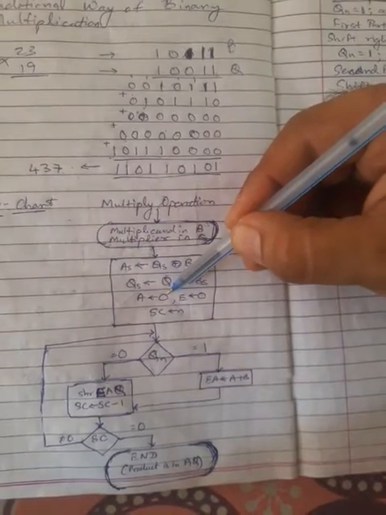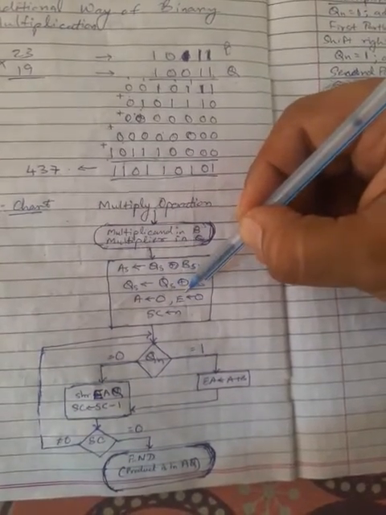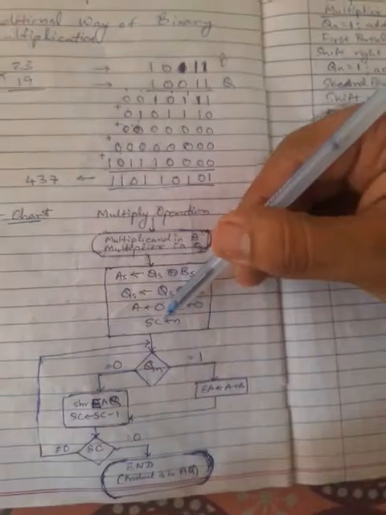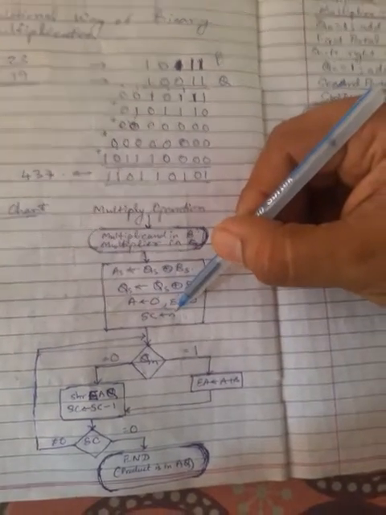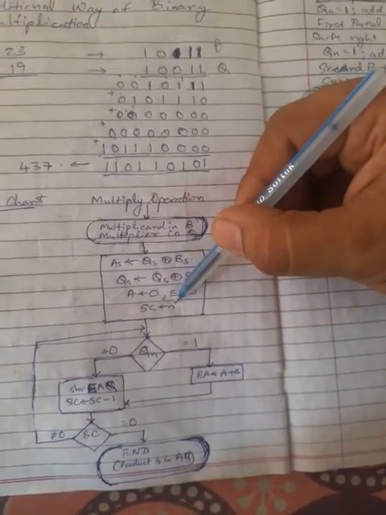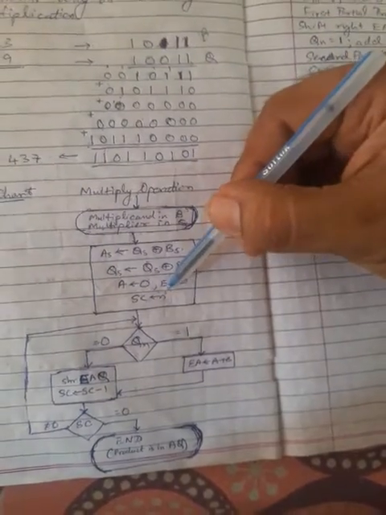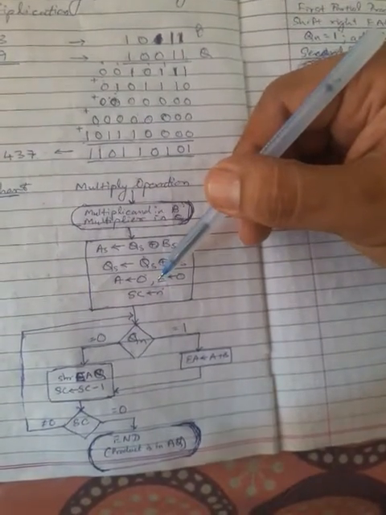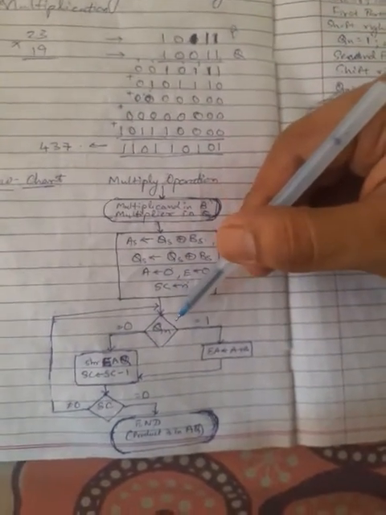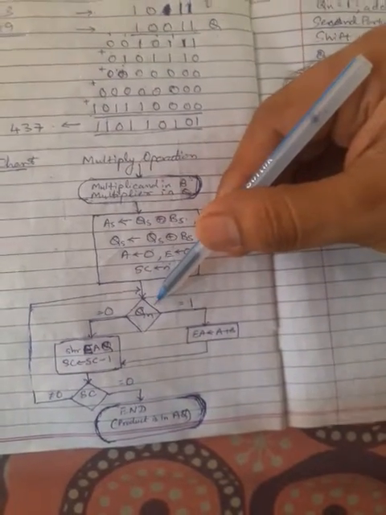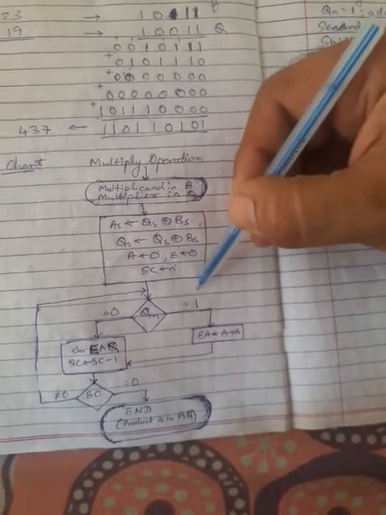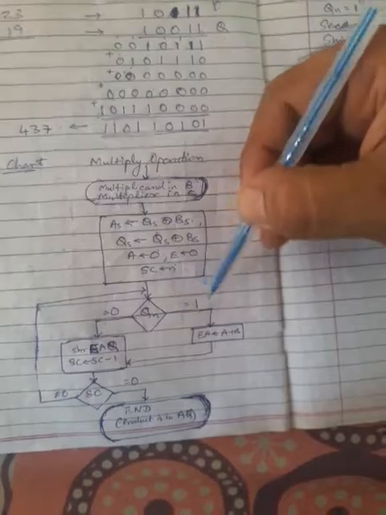Then A will be replaced by 0 and E will be replaced by 0. SC is replaced by N, that is the sequence counter. We are starting from N, where N is the total number of bits, and here we are starting with Qn.